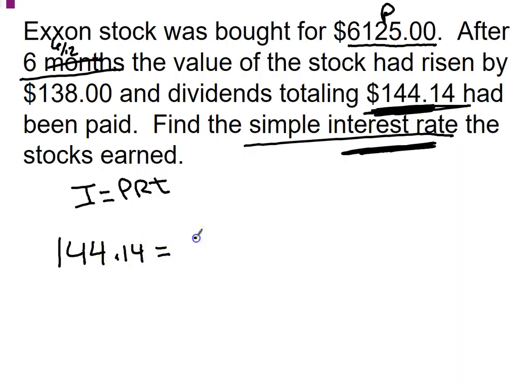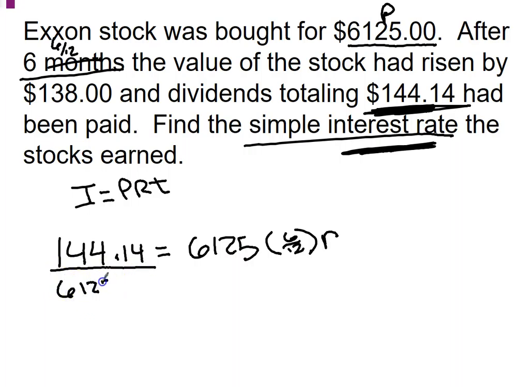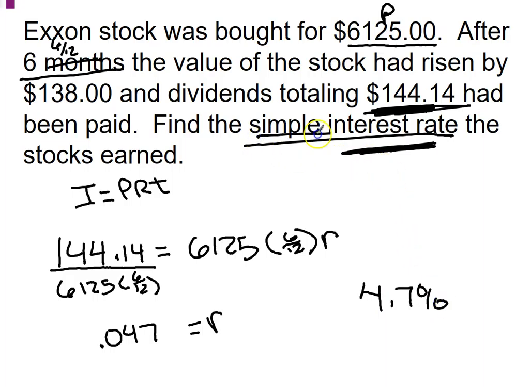that you received on $6,125, which is your principal, times your time, times R, because we don't know what the rate is. So we multiply this together, and then divide this by 6. And so R equals 0.047, which as a percent would be 4.7%. So the simple interest rate was 4.7%.